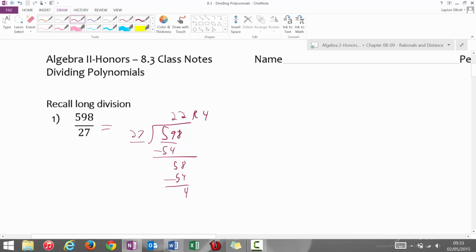And we would say remainder 4 until later in math we said, no, just kidding. We're going to take this and express it as a mixed number: 22 and 4 divided by this divisor, 4/27. And that was a cleaner way to express it.